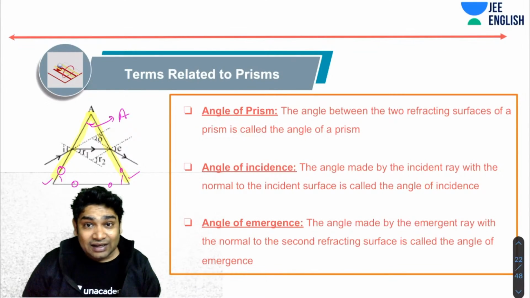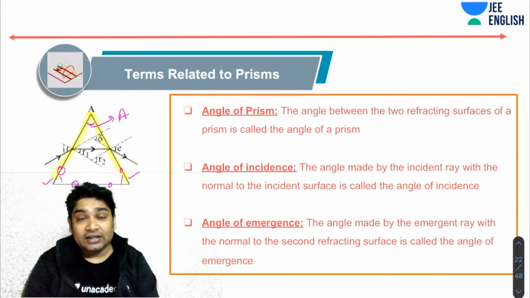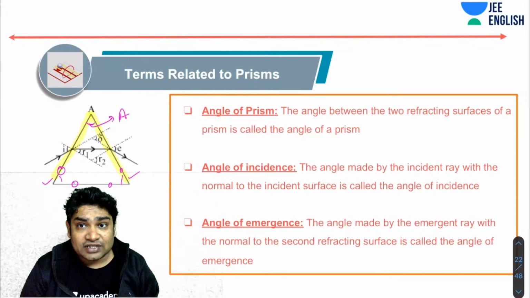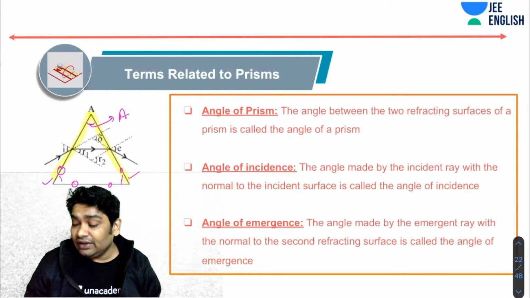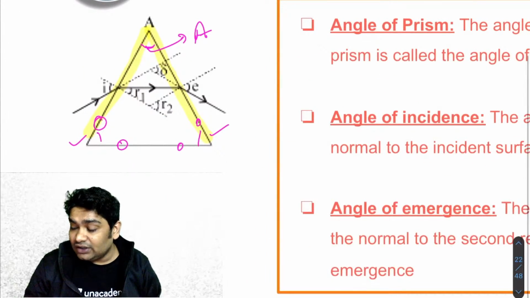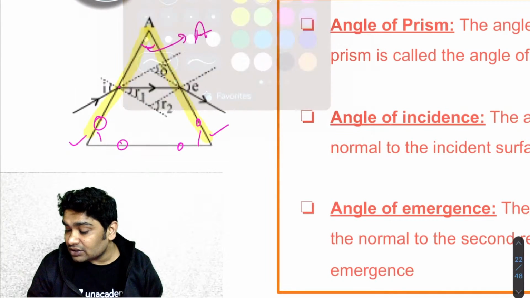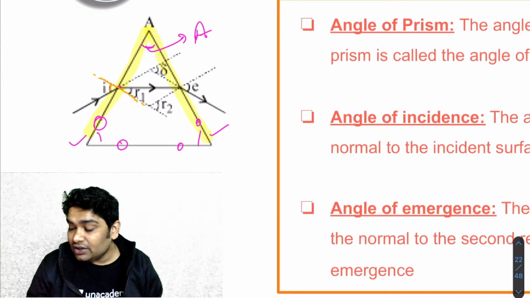So it's the angle between these two surfaces where the refraction is happening. Next, of course, you have the angle of incidence. The angle of incidence is the angle made by the incident ray with the normal on the first refracting surface. If the ray is incident on this surface, and you draw a normal on it, the angle made by the incident ray with the normal is called the angle of incidence.